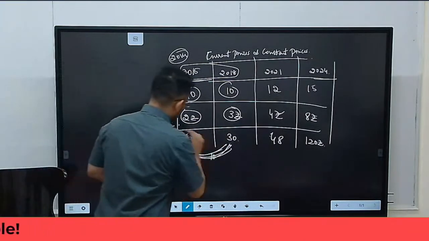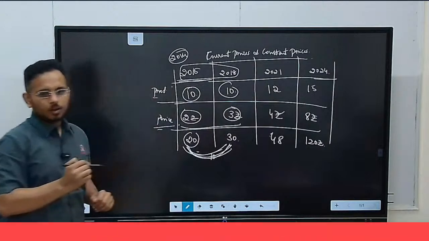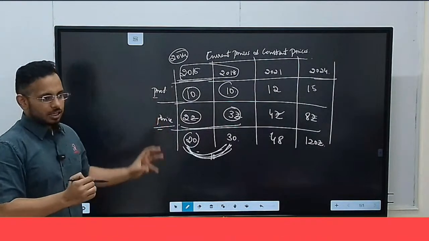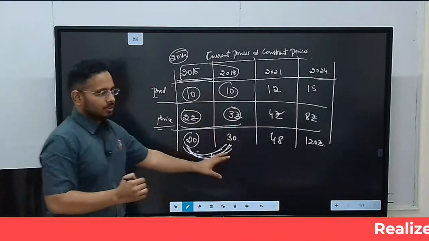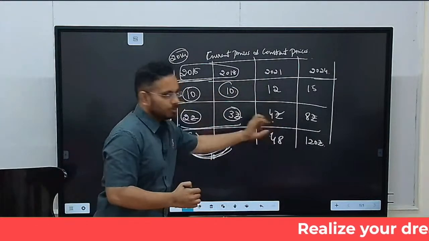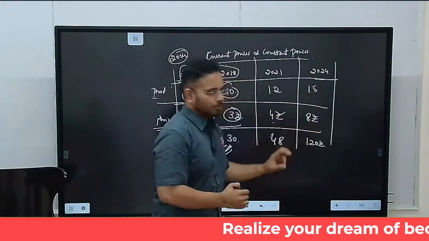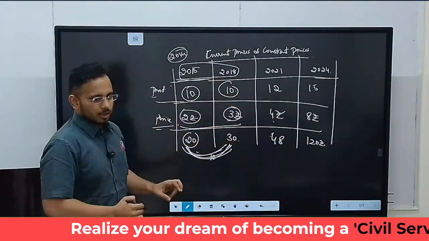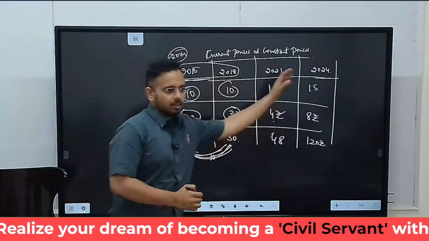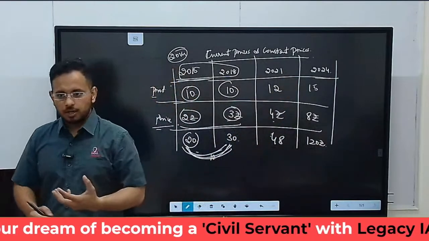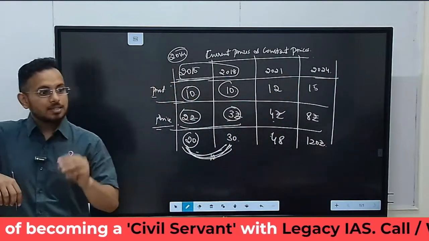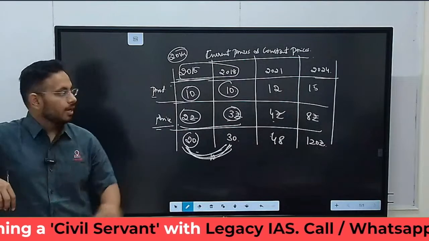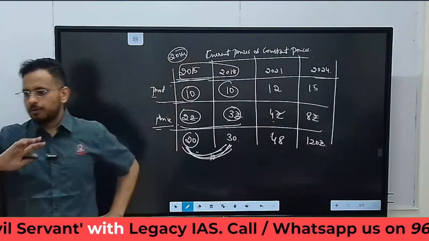So this phenomenon of calculating the GDP from the current prices. These are the current prices. 2021 current price, 2024 current price 8, 2018 current price 3. Correct? So this way of calculating the GDP or the net worth of the country, taking the exact price at that point of time into account, is called current prices. Simple.